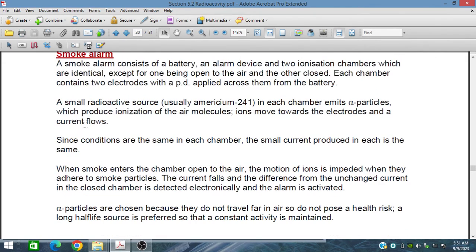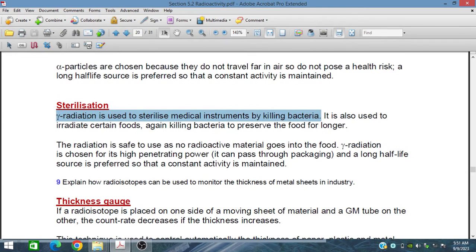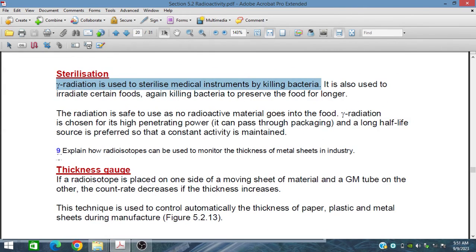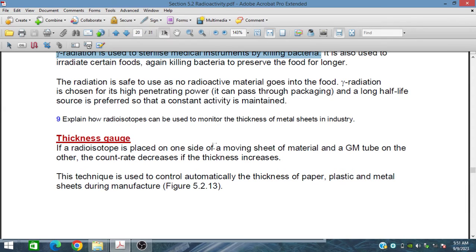This is the usage in part of question number 9. Explain how radioisotopes can be used to monitor the thickness of a metal sheet in industry. If a radioisotope is placed on one side of the moving sheet of material and a GM tube on the other, the count rate decreases if the thickness increases.